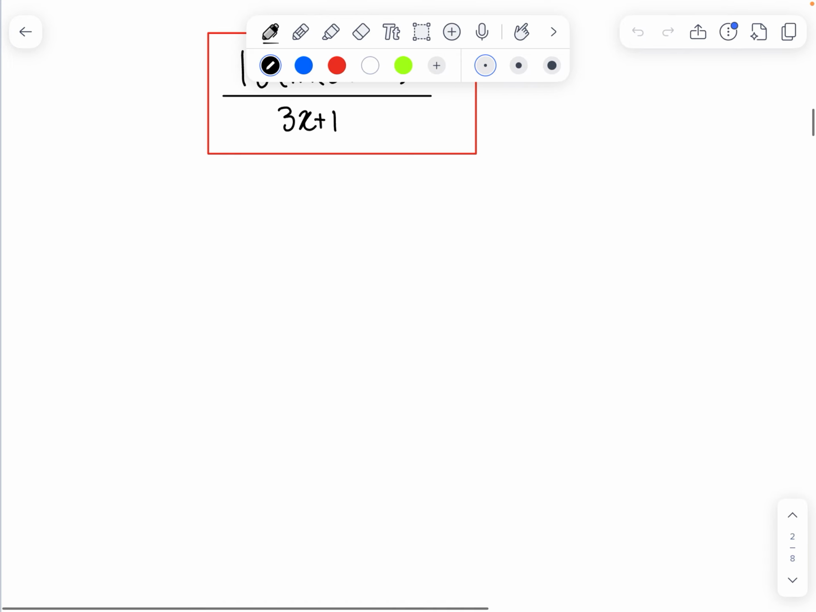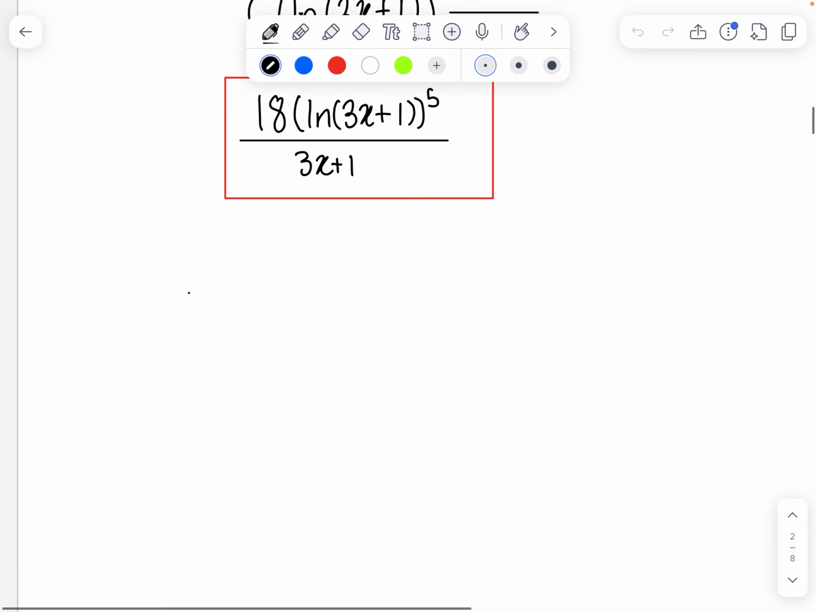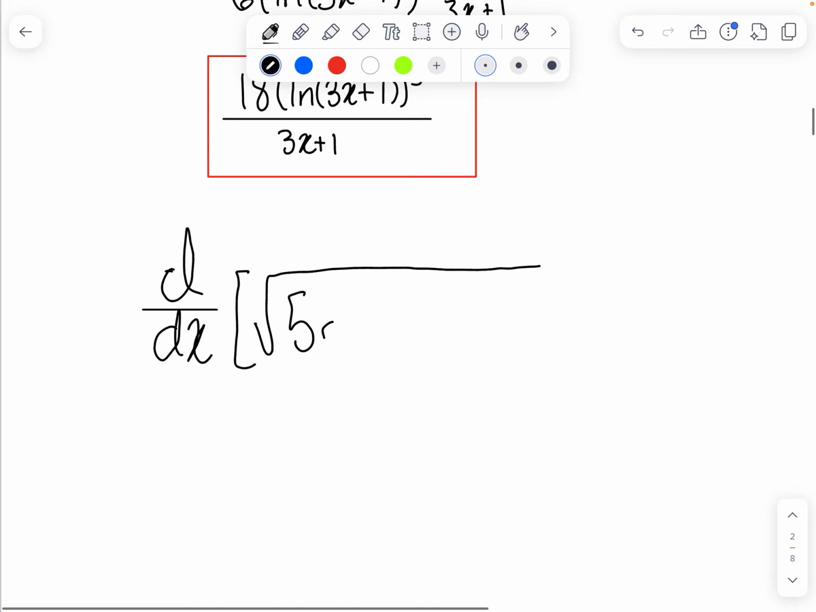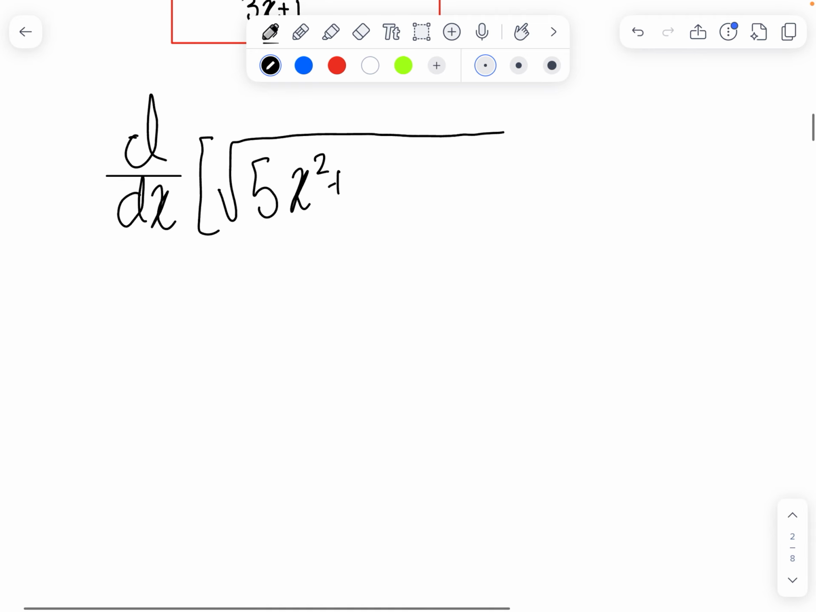First, let's do what is the derivative of the square root of 5x squared plus 2x minus 6. So pause the video and find the derivative. Okay, hopefully you've unpaused the video and you found out the answer.